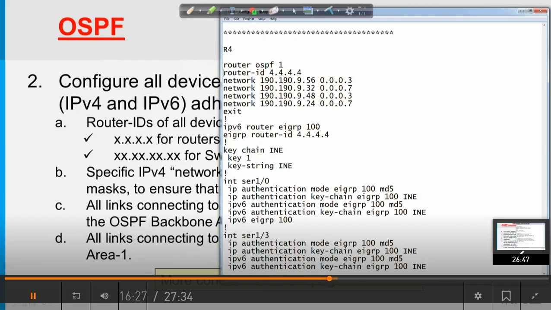That's right, Abu Bakr. He's going to be an area border router. Exactly. All right, so let's just go ahead and put my commands on here, and then I'll change the areas as needed. So dot 48 is going to be in area 0, and dot 24 will be in area 0. All right, that looks good there.